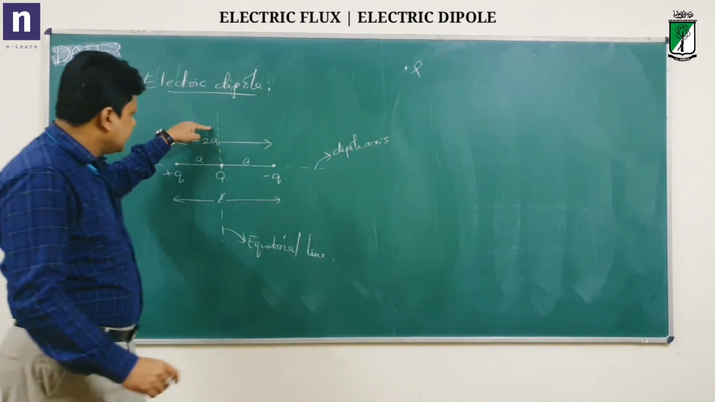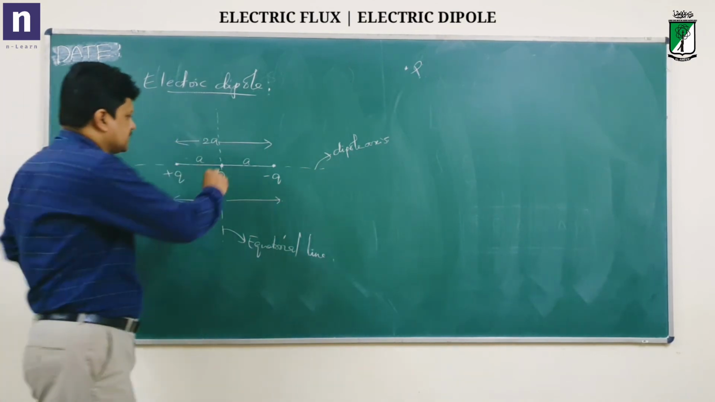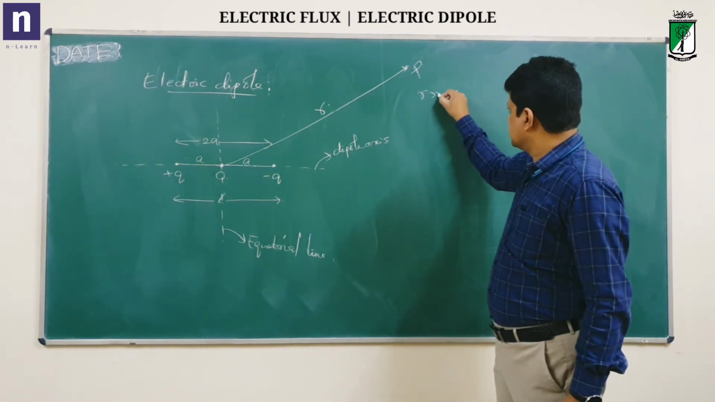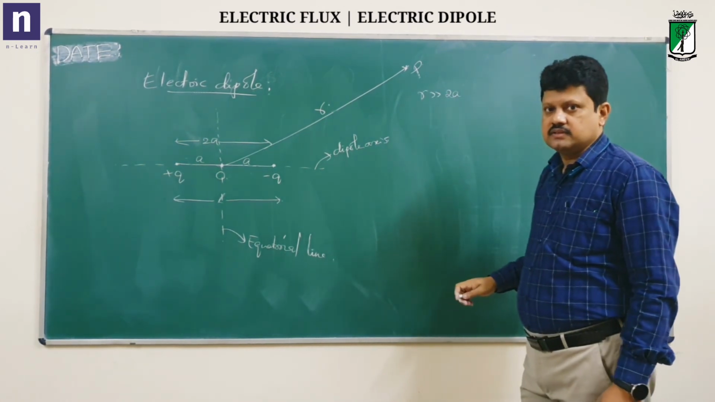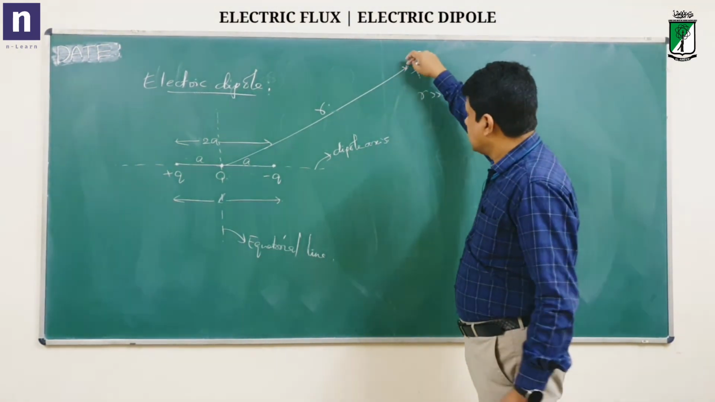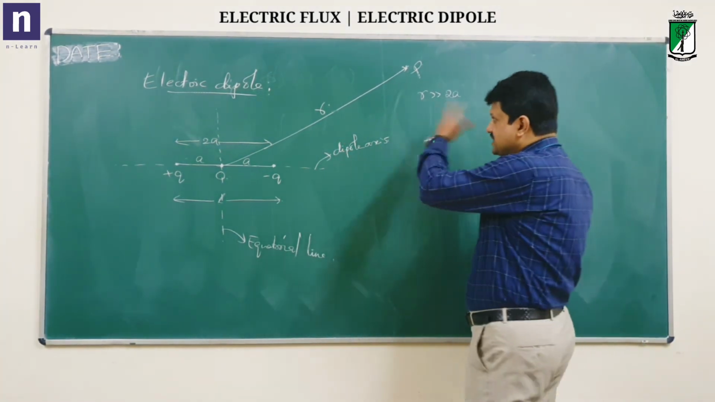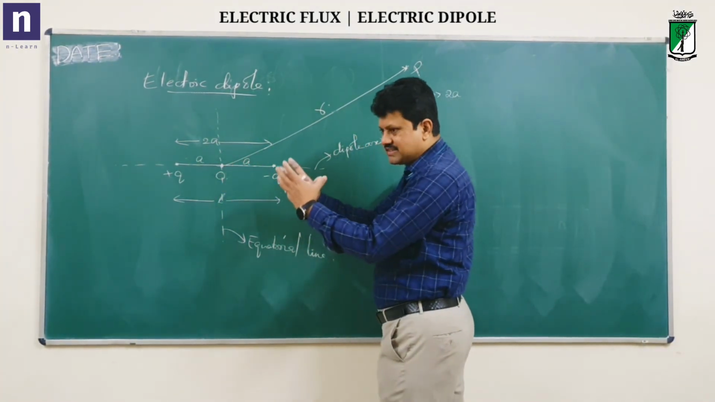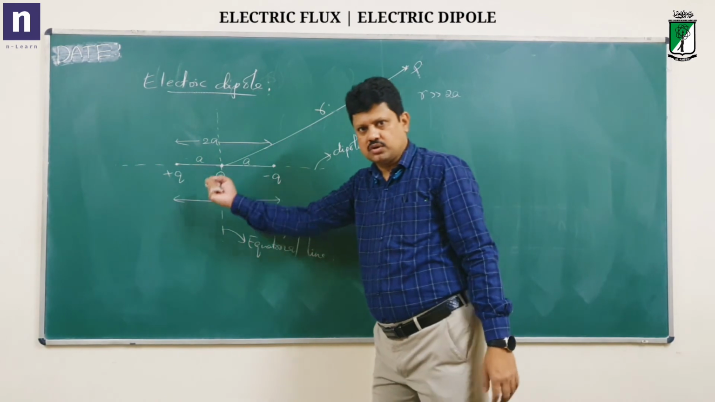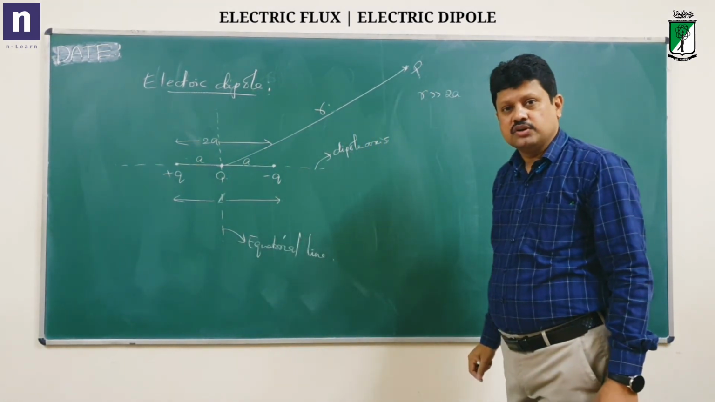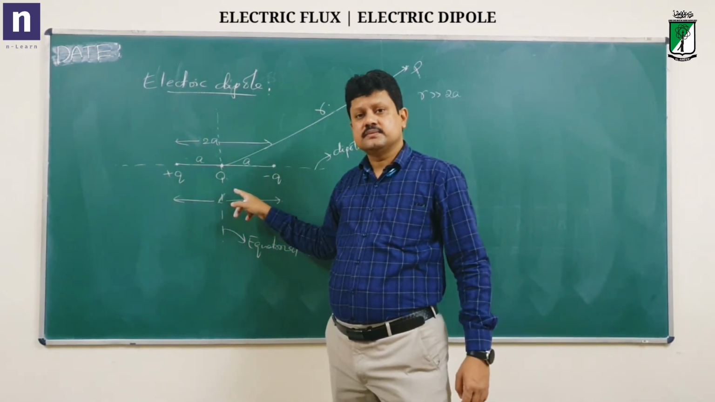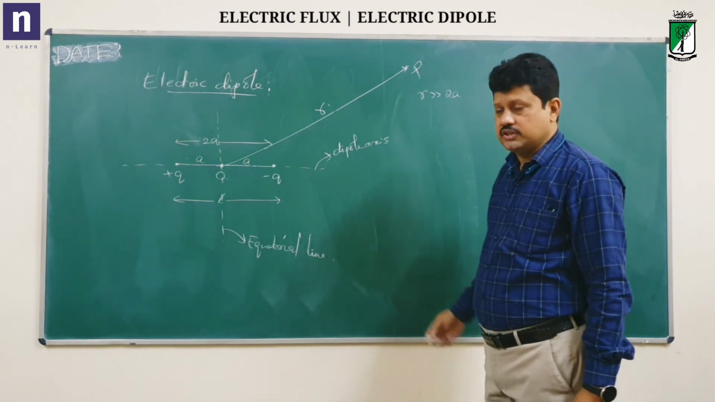Now, if this 2a is very small compared to this distance r, if r is very large compared to 2a, then you will have zero electric field at point P. Why is that? When the point is very far, the two charges appear to be a single body. The positive charge nullifies the negative charge, and thereby the total charge is zero. Hence, the electric field at P will be zero. So as you go farther and farther away, when the distance is very large compared to the dipole length, the electric field is almost zero.